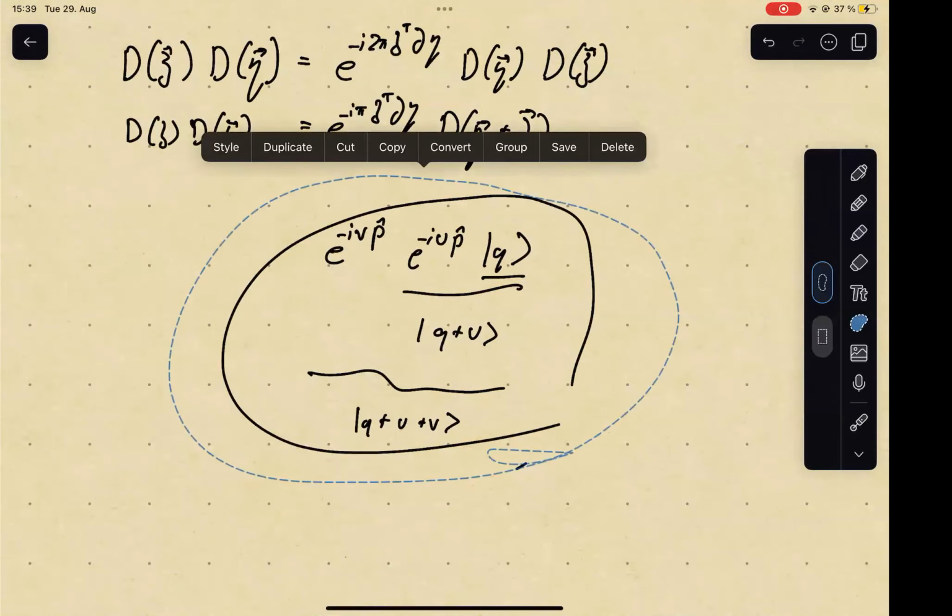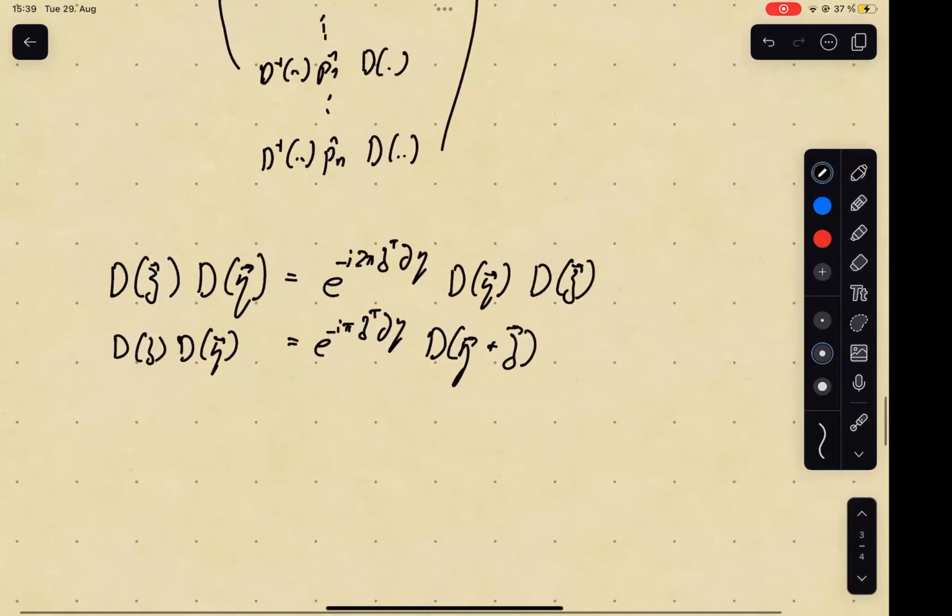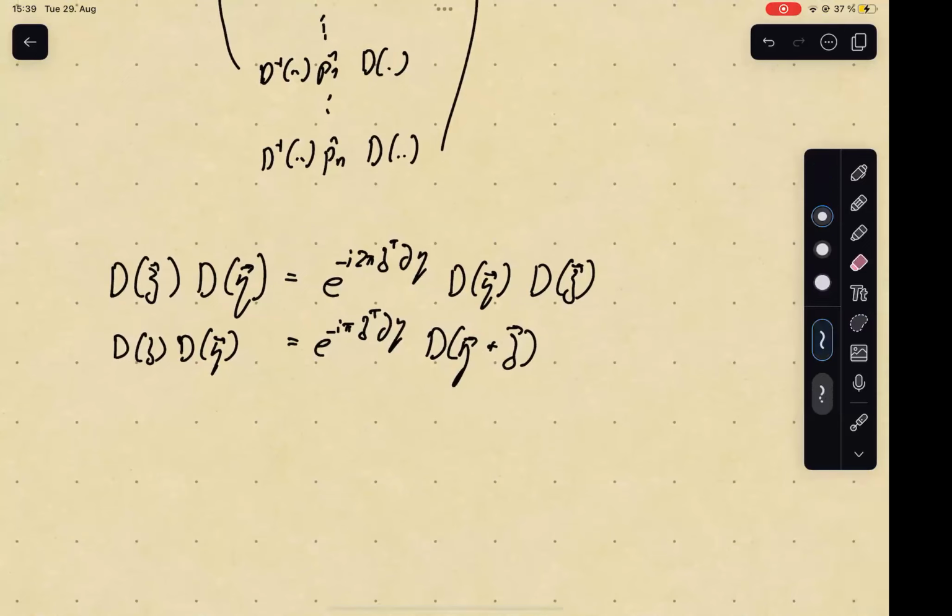Right. Okay. So these are the important properties of displacement operators. You see that this symplectic inner product up here tells you how the commutation breaks between these two displacement operators. If this thing is an integer, they commute. If it's a half integer, they anti-commute. If it's any other rational number, you get a different commutation relationship. And ultimately, this is all that we care about.